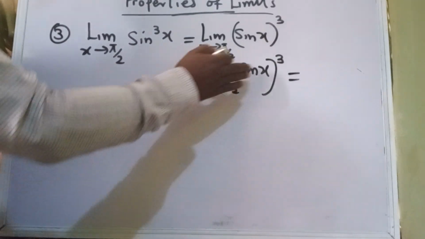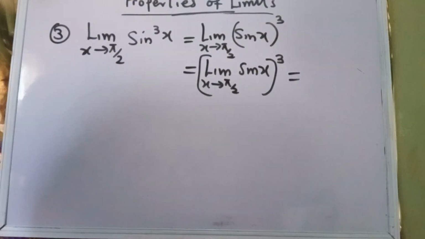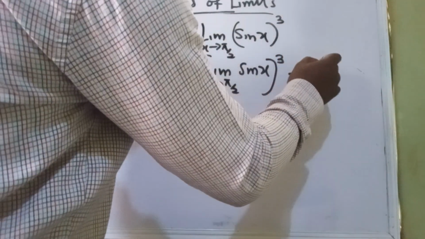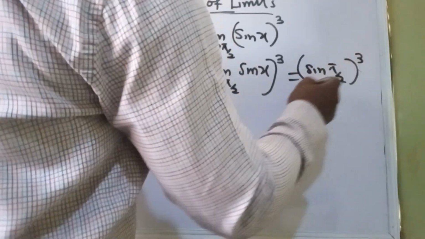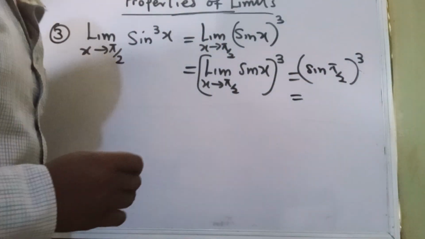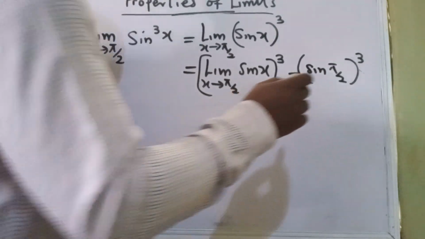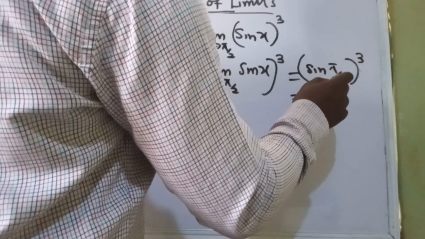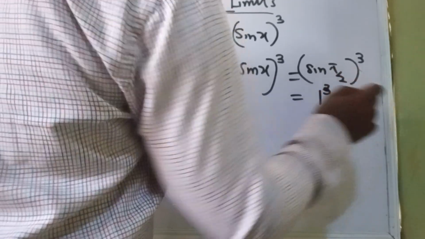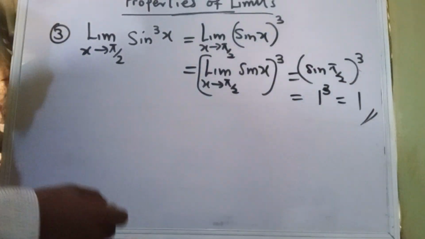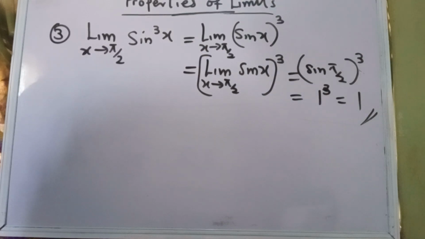So we can apply this limit to this function directly, and this will be sine pi over 2 raised to the power of 3. When you use the calculator, sine pi over 2 is 1, raised to the power of 3, and that is 1. So 1 raised to the power of 3 is 1. So we only apply property 7 here.